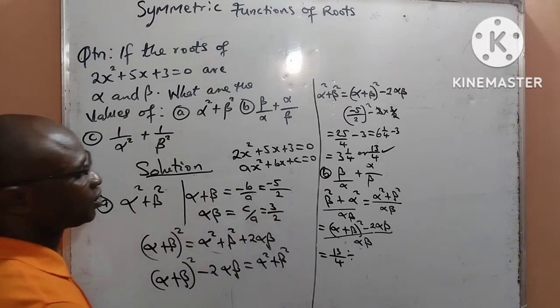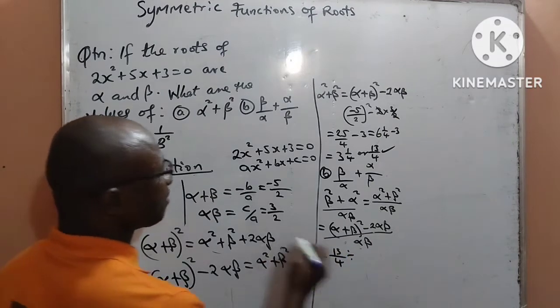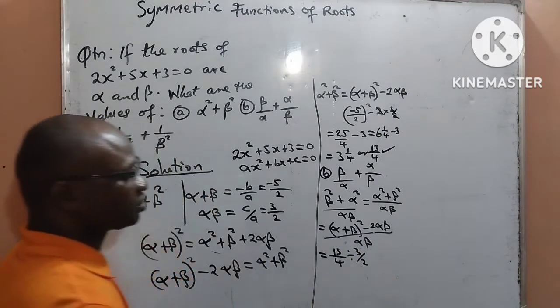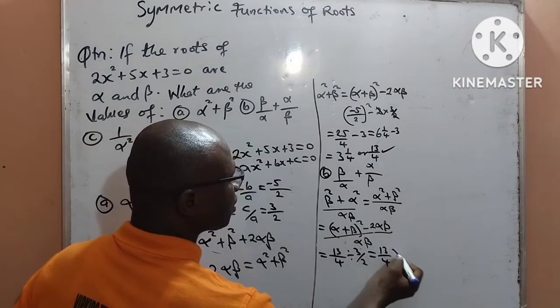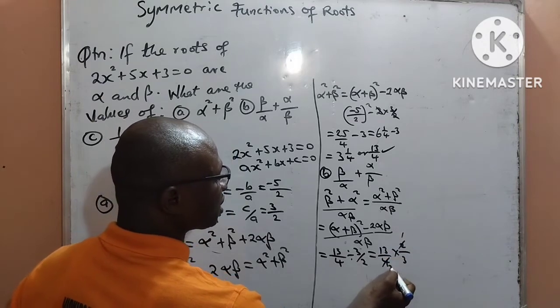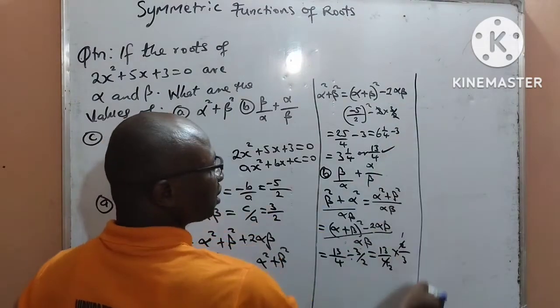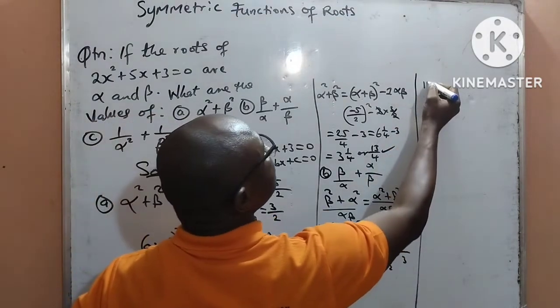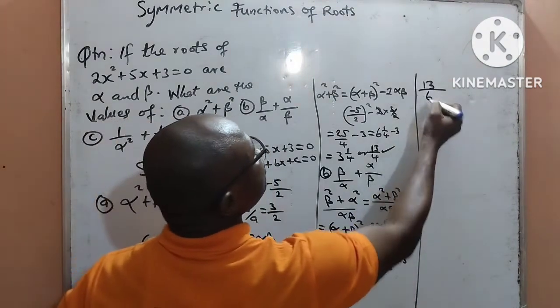which is 3 over 2. So we are going to divide the numerator, which is 13 all over 4, by 3 all over 2. And when this happens, we shall have 13 all over 4 multiplied by 2 all over 3. 2 here is 1, and 2 here is 2. This means that what I shall have now is 13 all over 2 times 3, which is equal to 6.